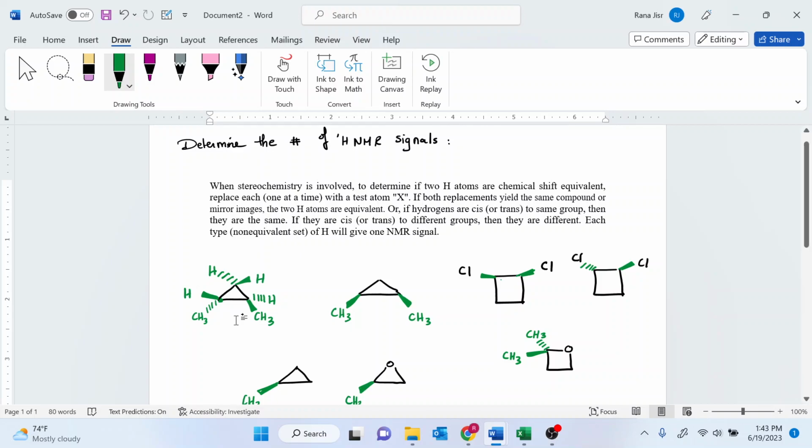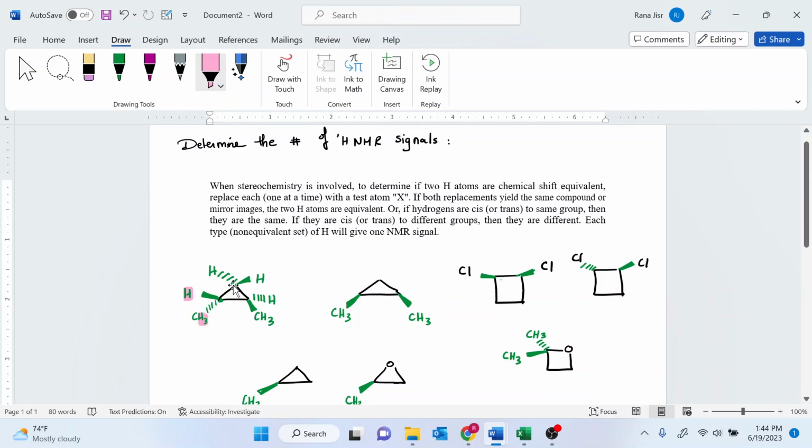The second step is I need to locate the different hydrogens, meaning the hydrogens that are connected to different groups. So if I am looking at the hydrogen here that belongs to the CH3, of course it's going to be different than the hydrogen that is connected to this carbon over here. So these two are two different hydrogens over there.